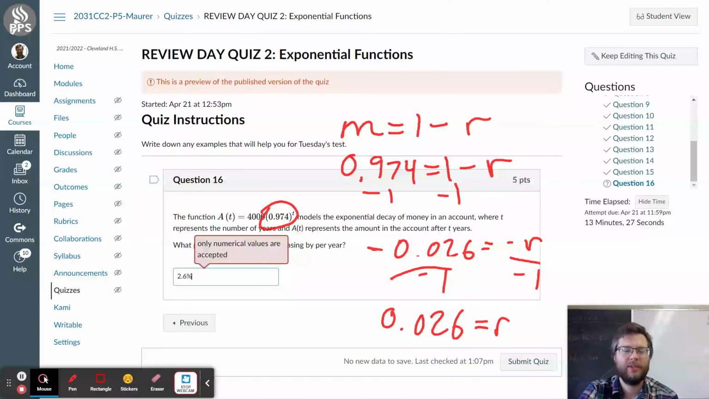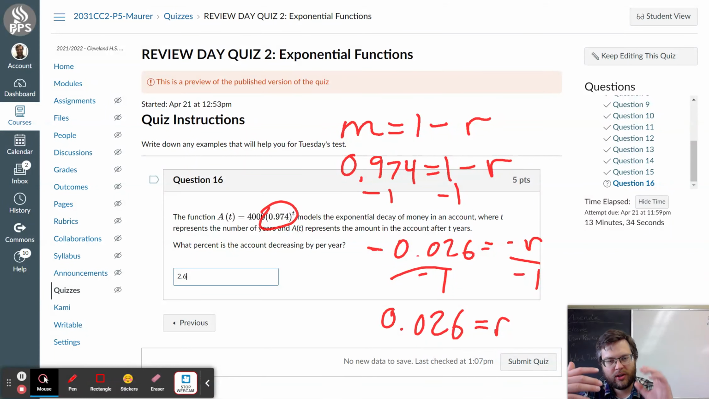Only numerical values are accepted, so I would just type in 2.6 because the question asked me what percent. Another way to think of that is just to try to think, okay, 0.974 is 97.4%. So how much more do I need to add to get up to 100? To go from 97.4 up to 100 adds 2.6.